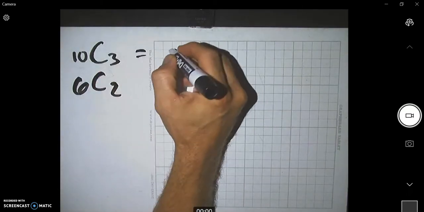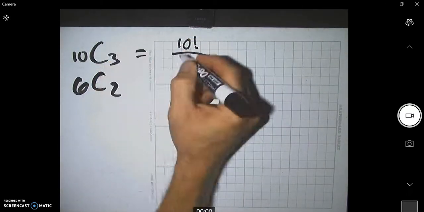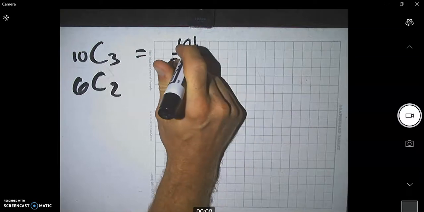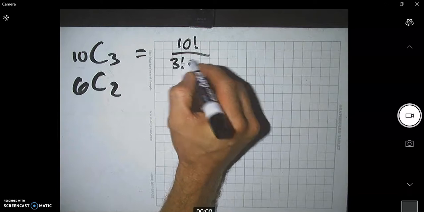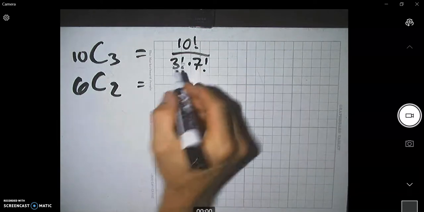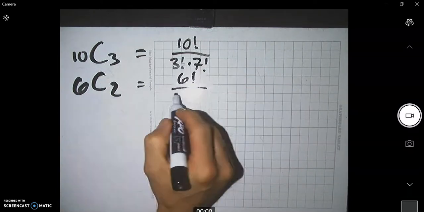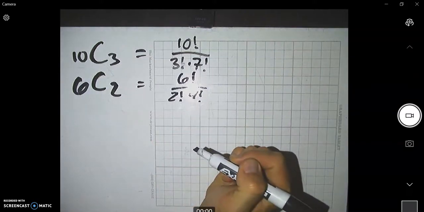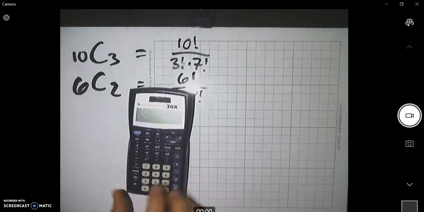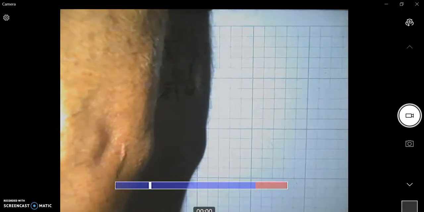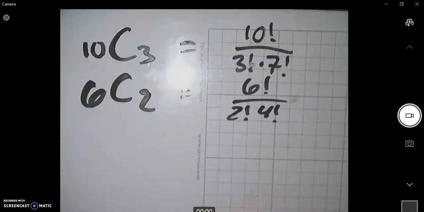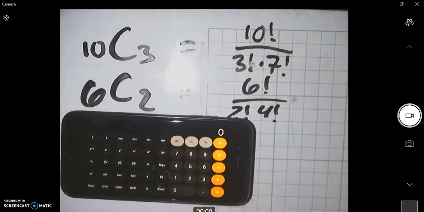So the first problem, we write it out as 10 factorial up top, 3 factorial on the bottom, times the difference here, which is 10 minus 3, is 7. And the bottom one, we have 6 factorial up top, 2 factorial, and 4 factorial. So we're going to do the top question. Zoom in a little bit. Remember, you can use your calculator; I'll use my cell phone calculator because most of you use your cell phone.